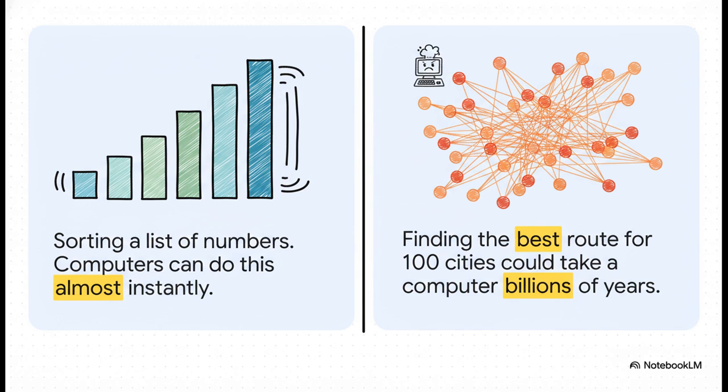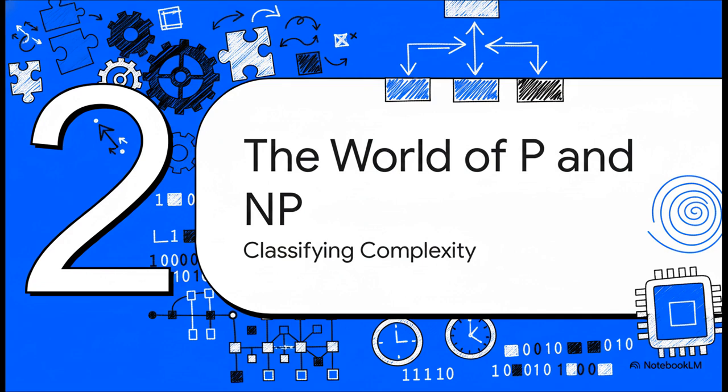But on the other side, you have the famous traveling salesman problem. Finding the single, absolute best route for a delivery truck to visit 100 cities is so difficult that a modern computer would need billions of years to figure it out. Billions! So, what on earth separates these two kinds of problems? Well, computer scientists have a specific language for this stuff, a way to classify these problems, and it all boils down to two very, very important letters, P and NP.